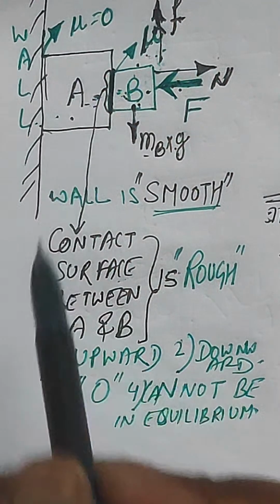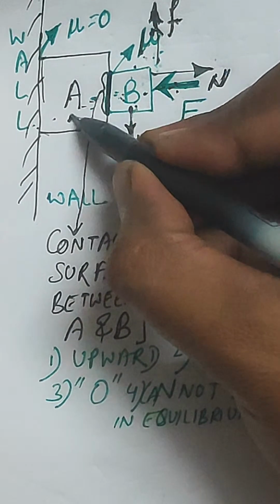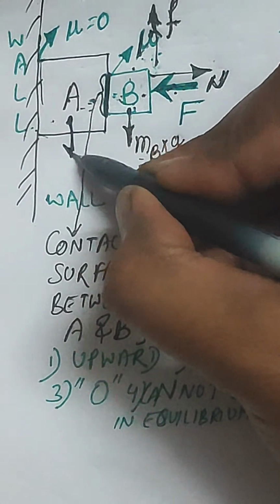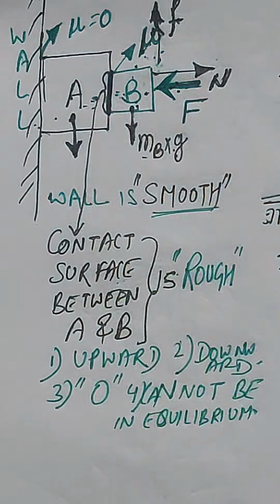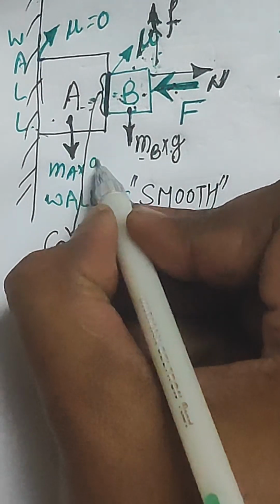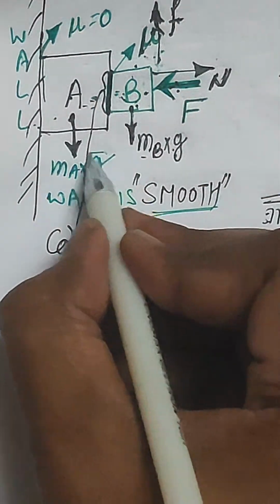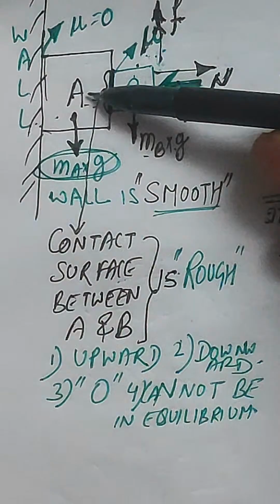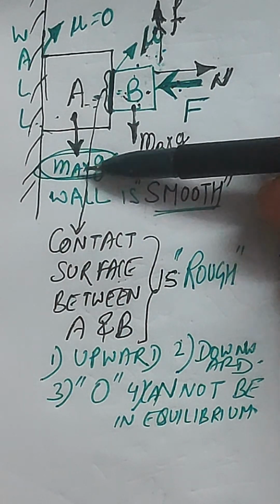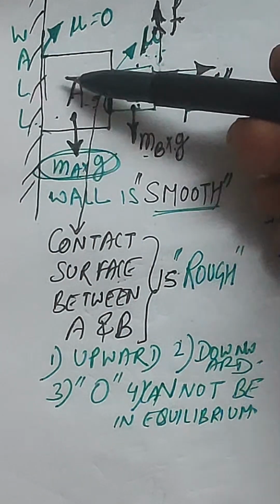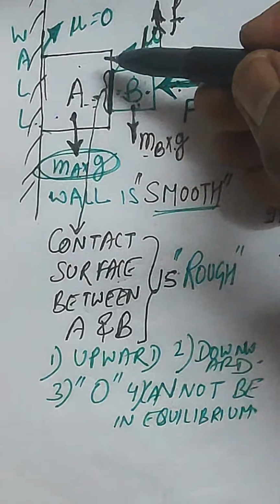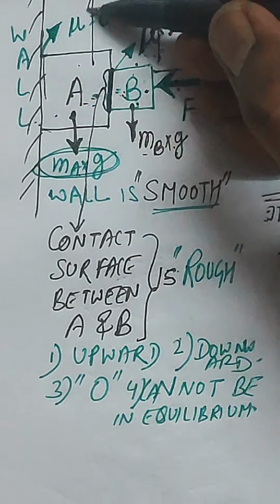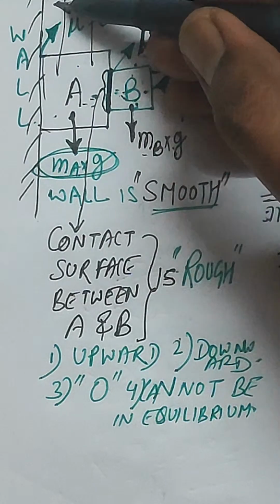Now here you can see all these forces are acting on B, but what will happen on A? A also has its weight, right? So due to this, the mass of A into g will be the force acting downward on A, right? But this force acting downward on A needs to be compensated with something. So what will be the forces acting upward in this direction?